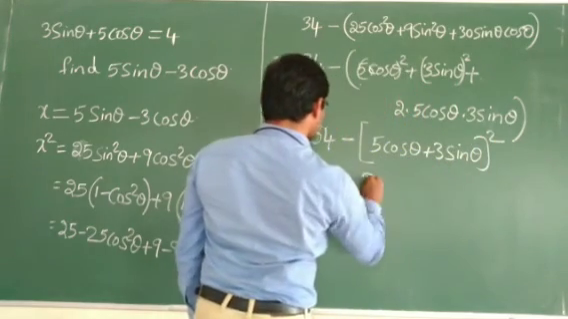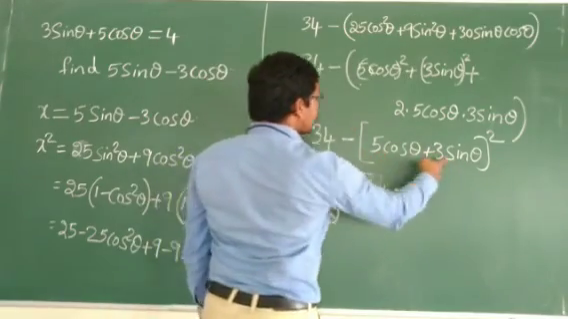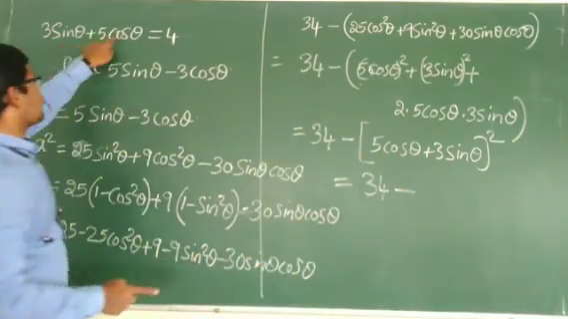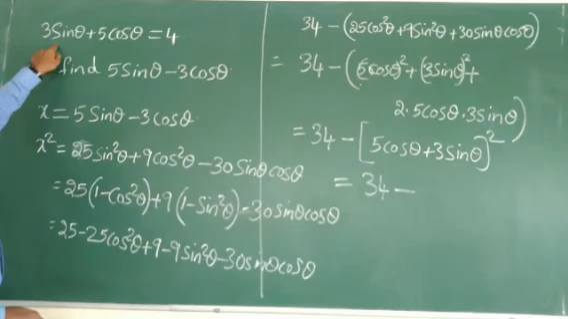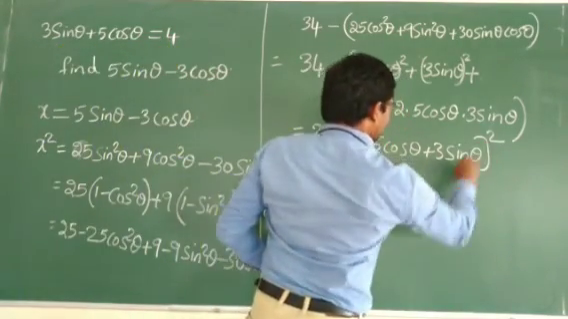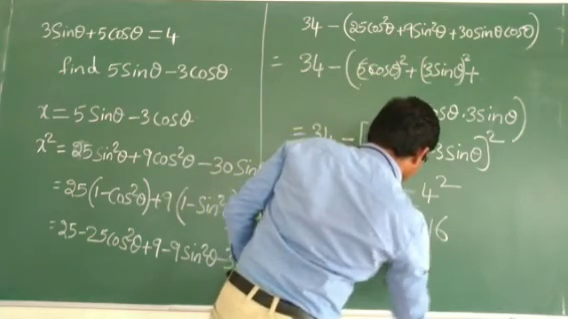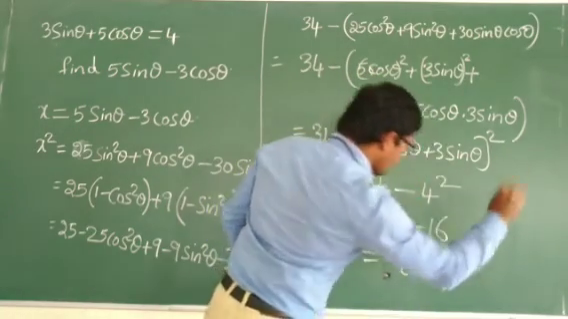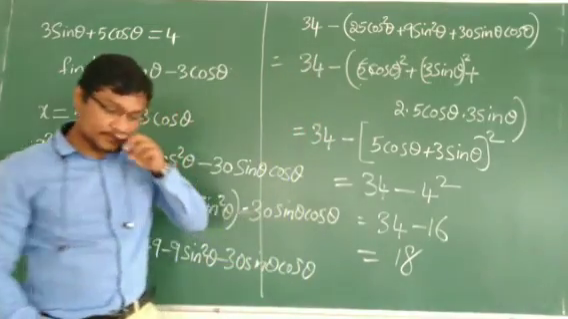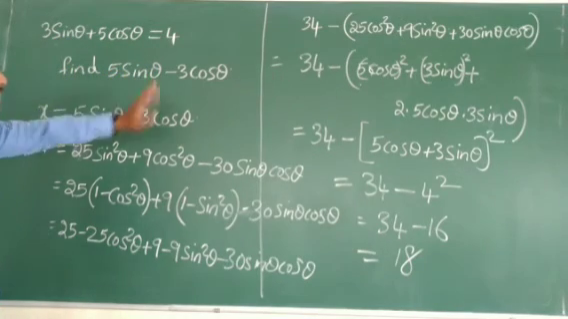So that is equal to 34 minus, now you can observe this is the given value 5 cos theta plus 3 sin theta, and that value is equal to 4 square. So that is 34 minus 16, which is equal to 18. So this is one important type of problem where the coefficients of sin and cos are interchanged.